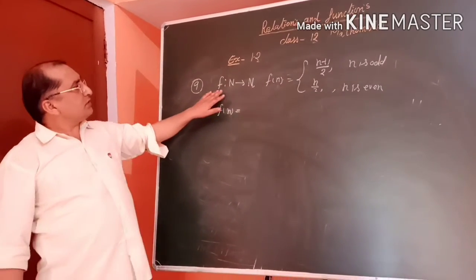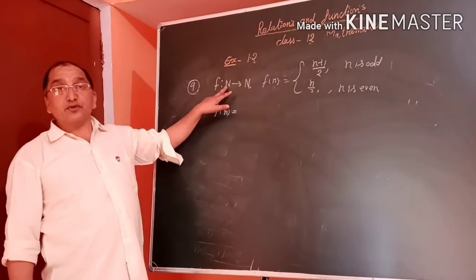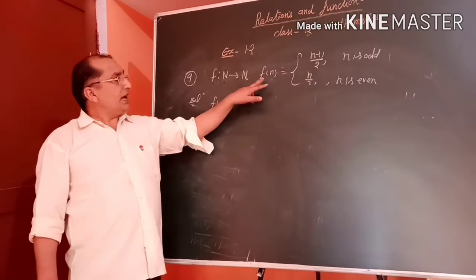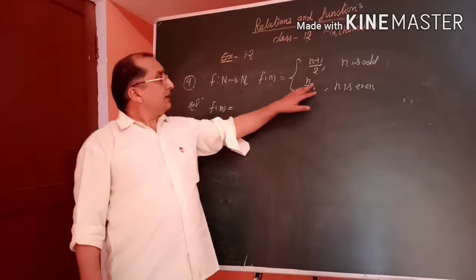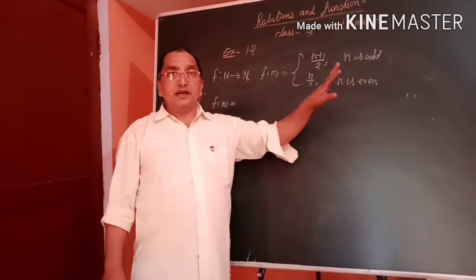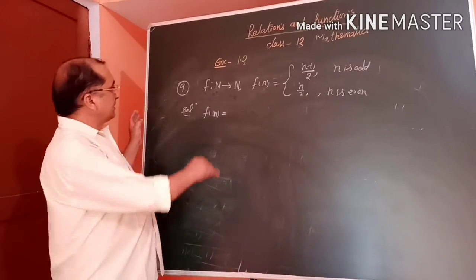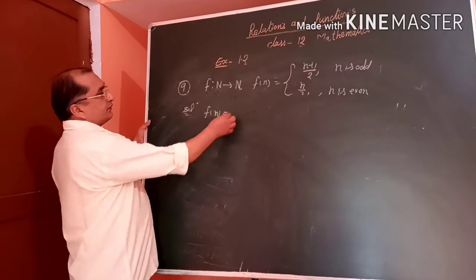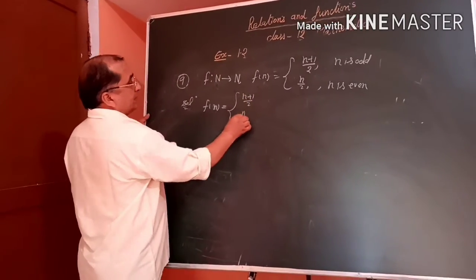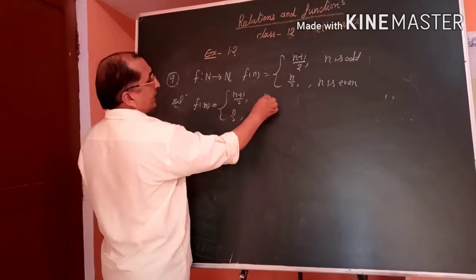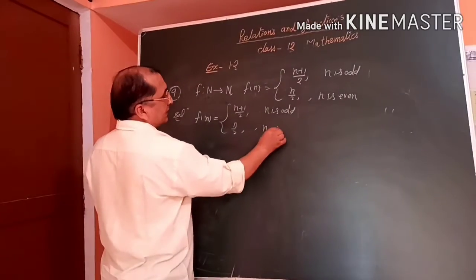Now see, this is the question. f from N to N means the function is defined from natural numbers to natural numbers. f of n is defined as n plus 1 upon 2 if n is an odd number, and n upon 2 if n is an even number. We have to find whether this is one-one or onto or not. For that, f of n is defined as n plus 1 upon 2 in case n is odd, and n upon 2 in case n is even.